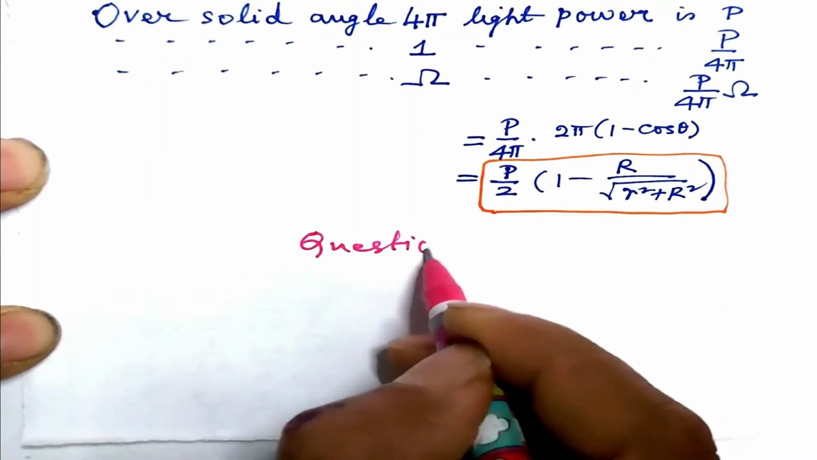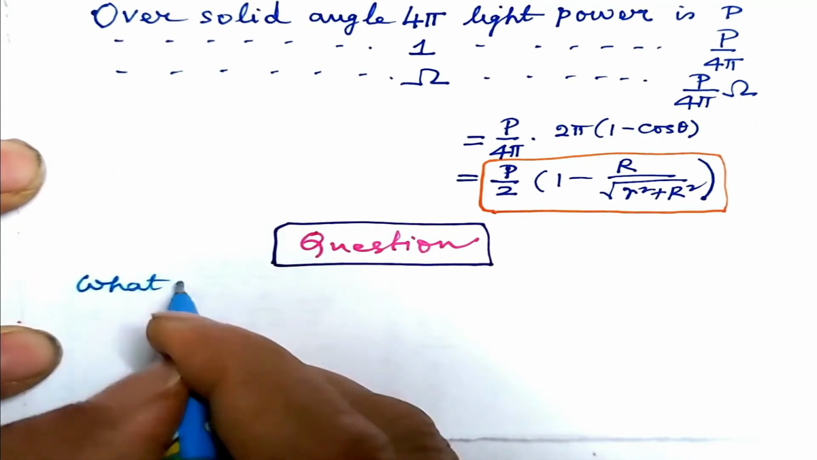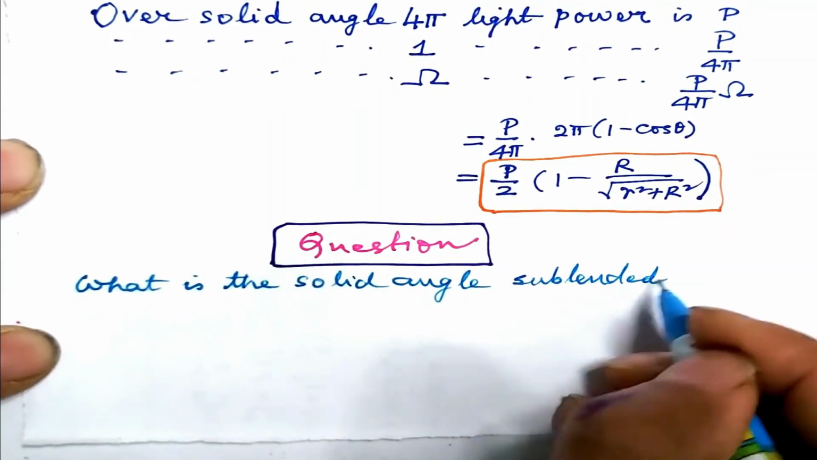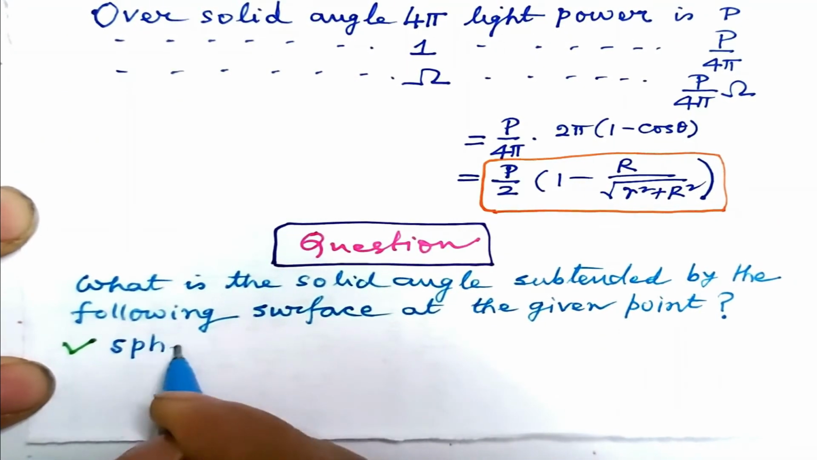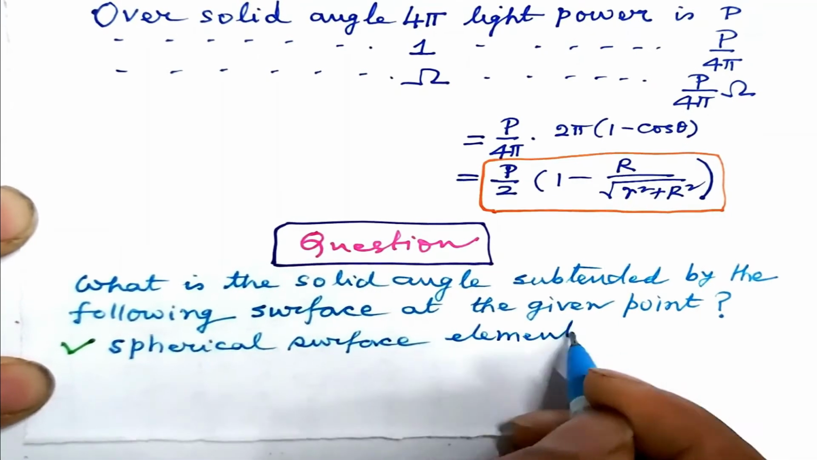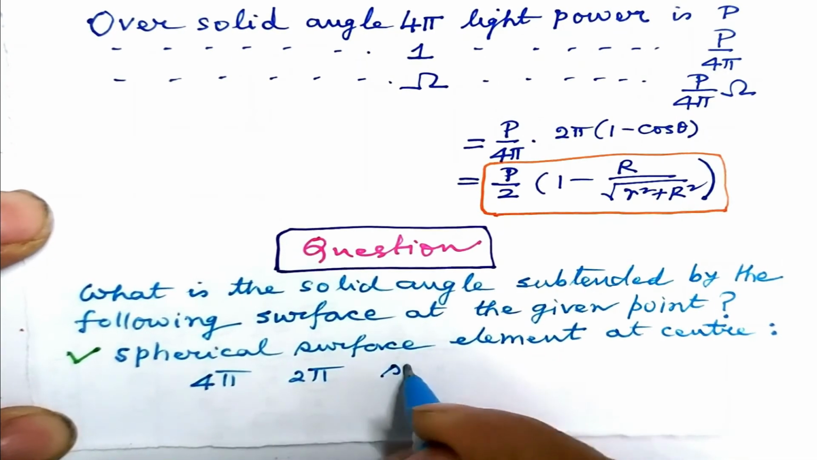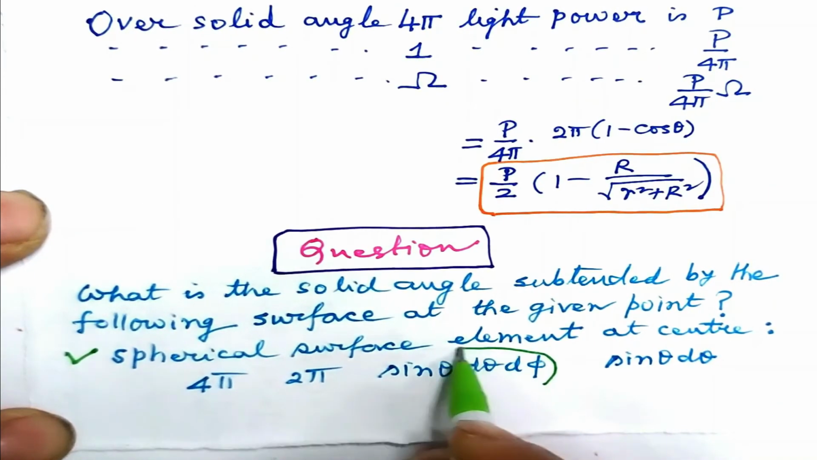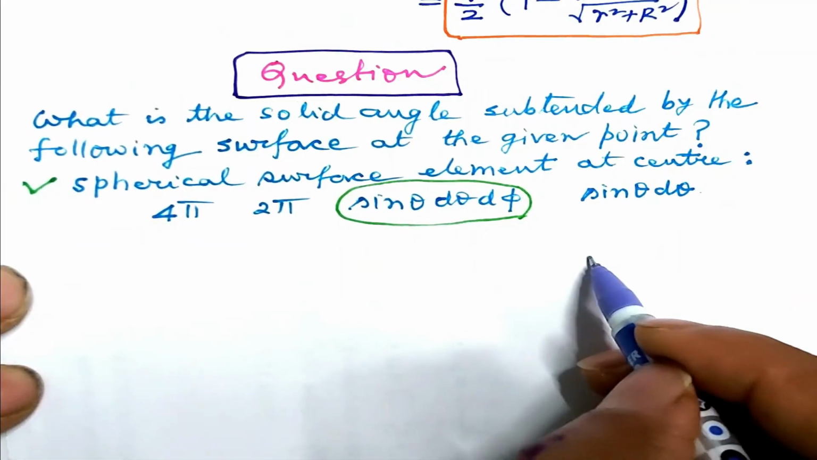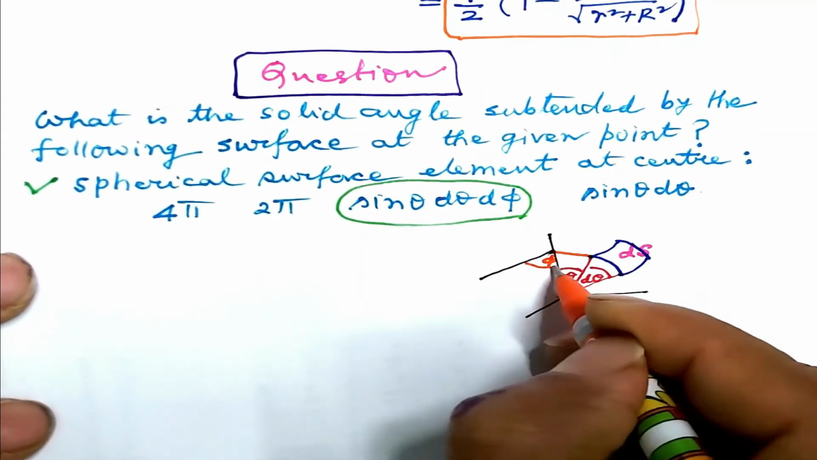let us wind up with a master question, the answers of which will involve the answers to the problems we discussed. What is the solid angle subtended by the following surface at the given point? The first one, solid angle due to a spherical surface element at center. Options are 4 pi, 2 pi, sin theta d theta d phi, sin theta d theta. The answer is sin theta d theta d phi. Theta and phi are the spherical polar coordinates of the location of the surface element.